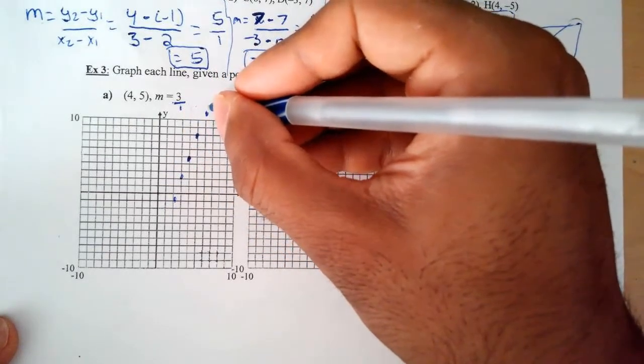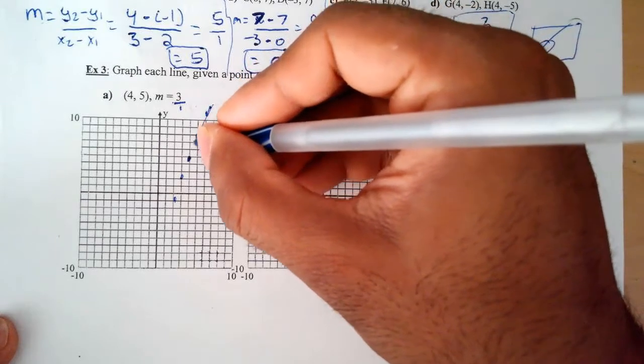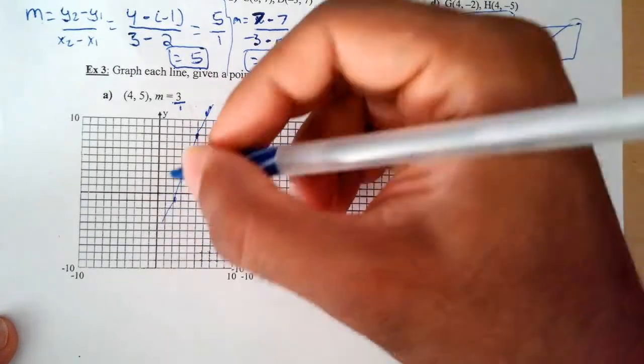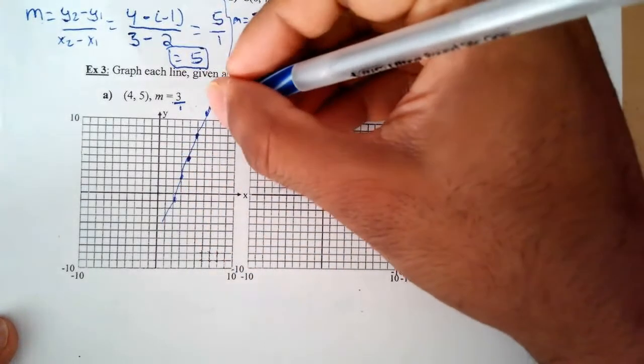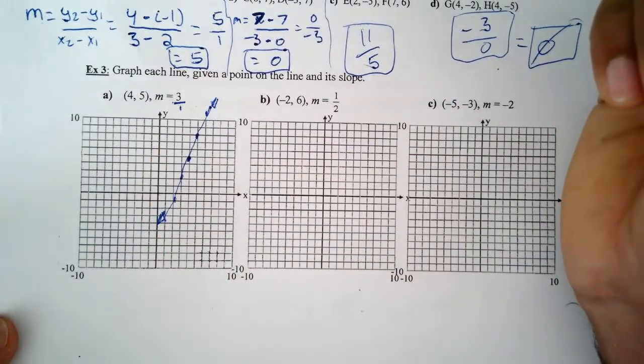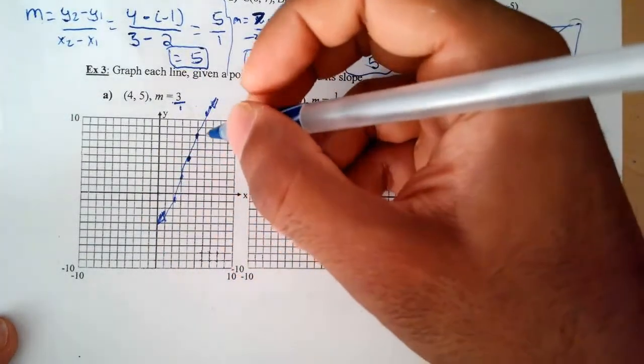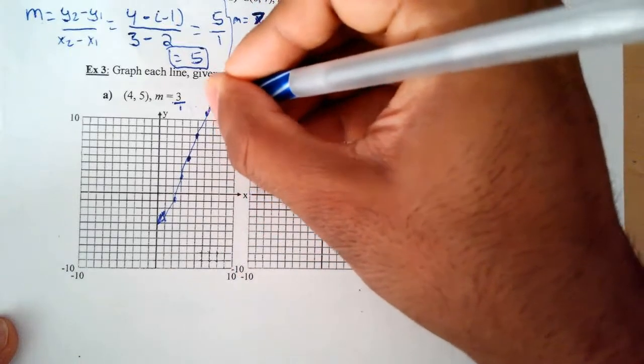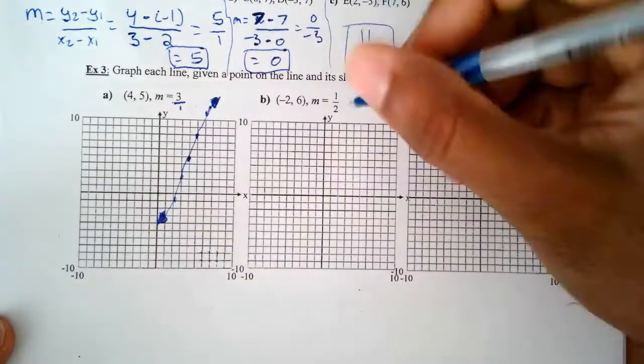Now we can just use a ruler, not like this. Okay, and that's going to be your line there. Again, this is an ugly line. Use a ruler.